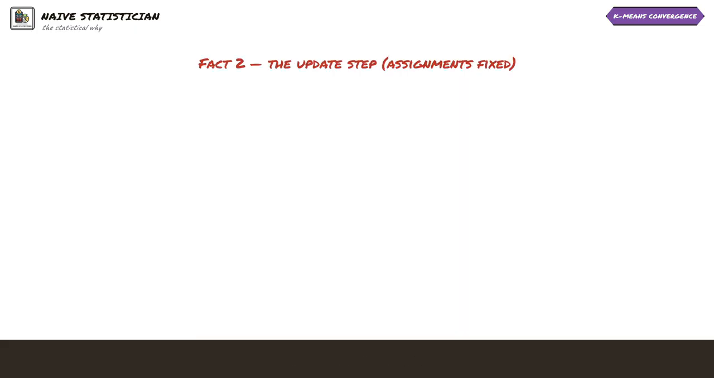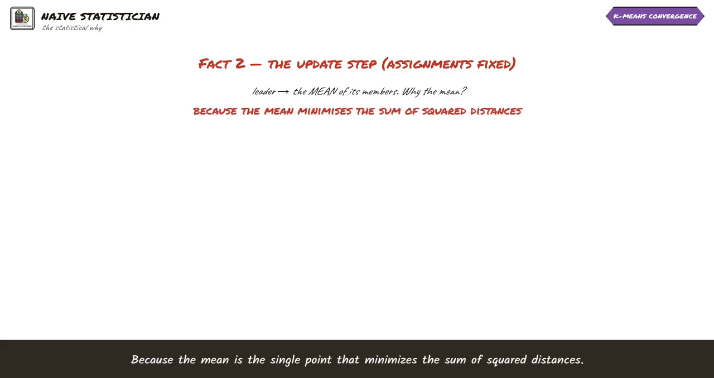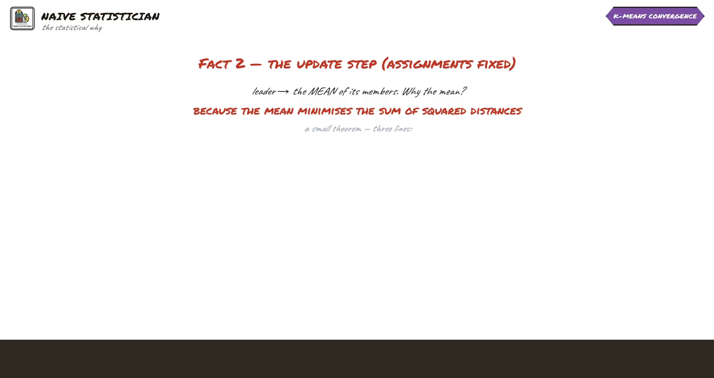Fact 2. The update step. Assignments fixed. We move each leader to the mean of its members. Why the mean? Because the mean is the single point that minimizes the sum of squared distances. A small theorem we can prove in 3 lines.